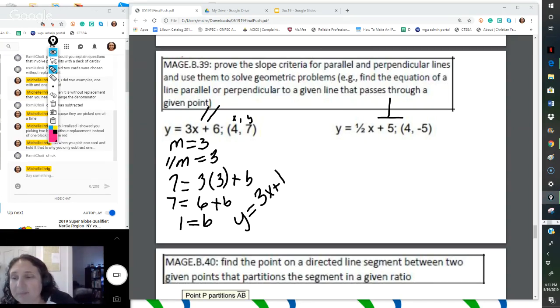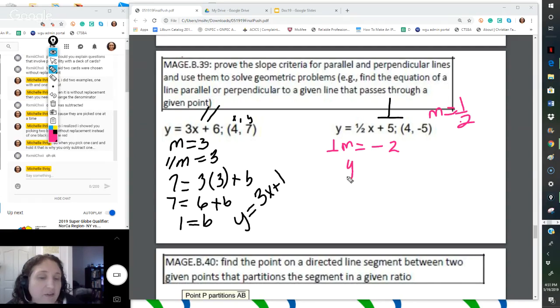For perpendicular, here I've got my perpendicular slope. If my regular slope is 1/2, I know my perpendicular slope is the opposite reciprocal. So this is positive, so this will be negative, and then I flip the fraction. Still do my y equals mx plus b. Plug in the values.